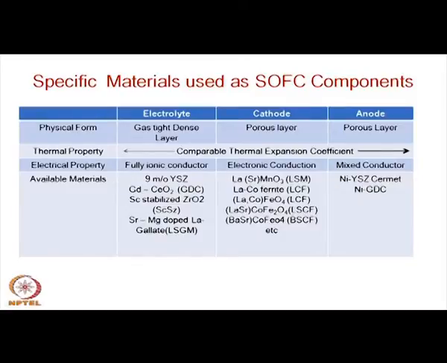Well, these are the different kinds of materials and some of the properties required for the construction of the solid oxide fuel cell. These are the three headings: the electrolyte, cathode and the anode, and then the kind of physical form in which they are needed. Electrolyte must be a gas tight dense layer. The gas tight dense layer is the form in which the electrolyte is needed.